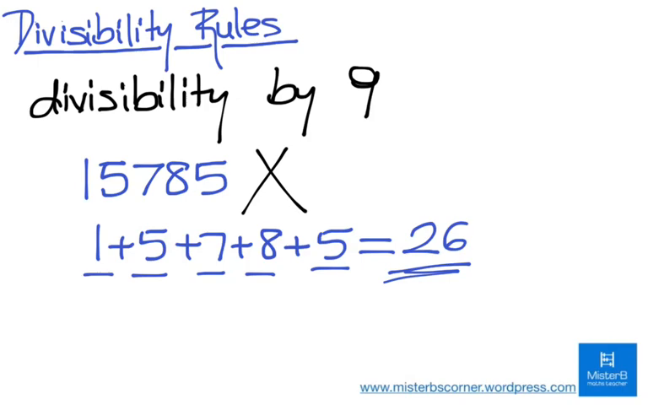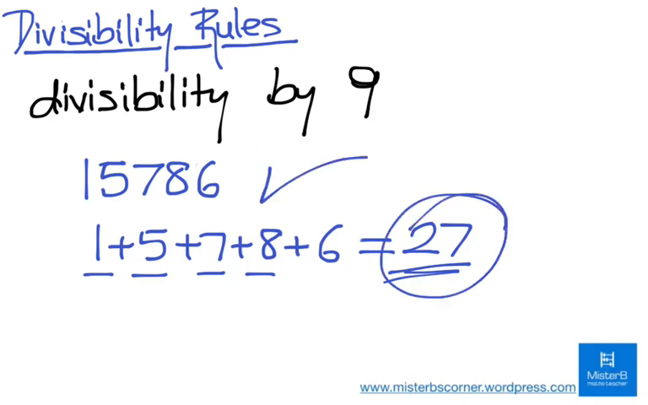However, if this number would be not 85 but 86, one more, then I would change this one. The sum of the digits would be 27, which is a multiple of 9. And this number is divisible by 9 because the sum of digits is a multiple of 9.